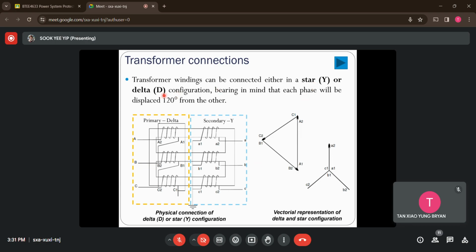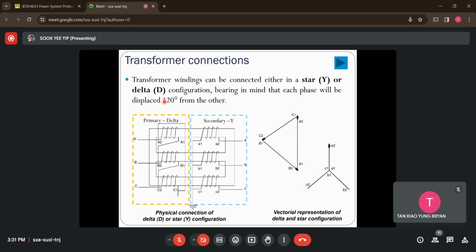So what happens if you open up the transformer and look inside? The first thing you see will be the magnetic core, and each leg of the core here indicates each phase. Each phase will be wound by both a primary winding and a secondary winding. For this three-phase winding, it can be connected in either star or delta connections, and each phase is displaced by 120 degrees with respect to each other.